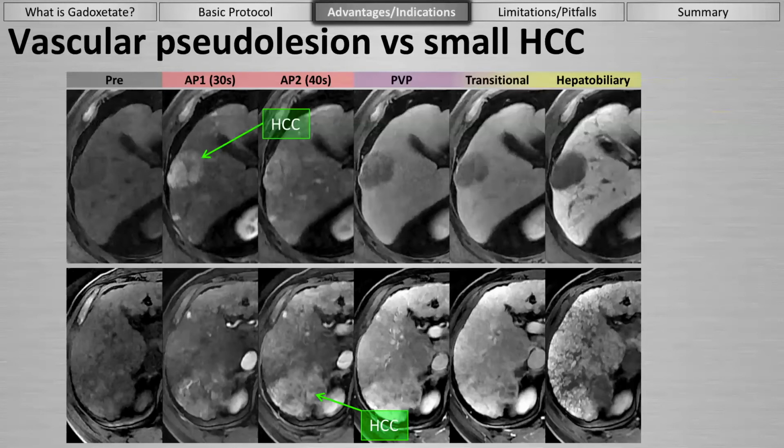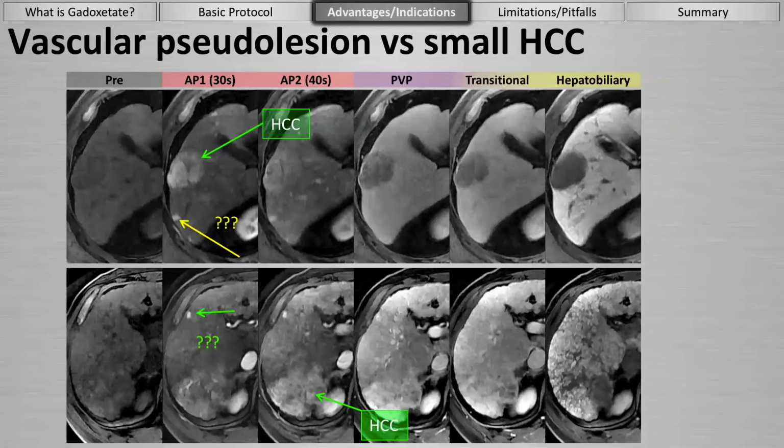And here's another HCC, maybe not quite so classic, but here we see a mass. Notice that this mass washes out to become darker than liver in the portal venous phase and doesn't take up the contrast agent in the hepatobiliary phase. So that's an HCC, that's an HCC. Okay, that's easy. But what about that thing? And what about that thing? One of those is an HCC, and one of them is not.